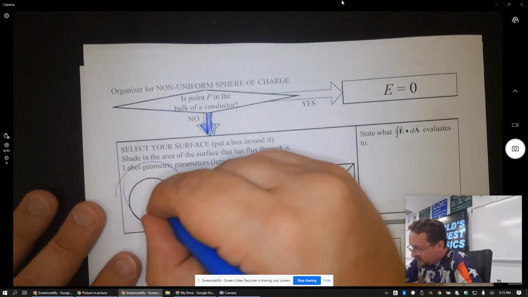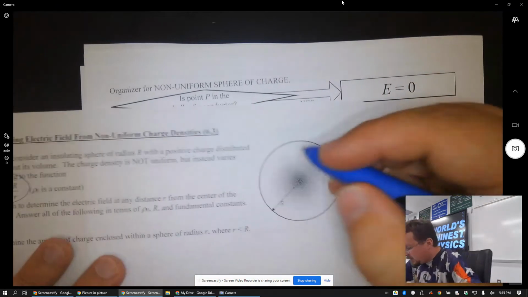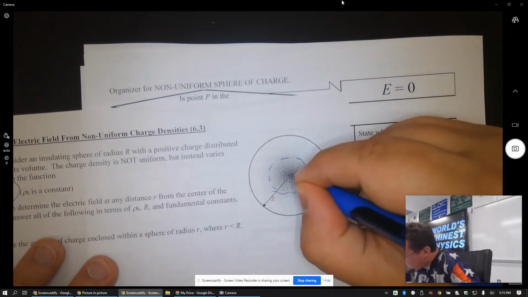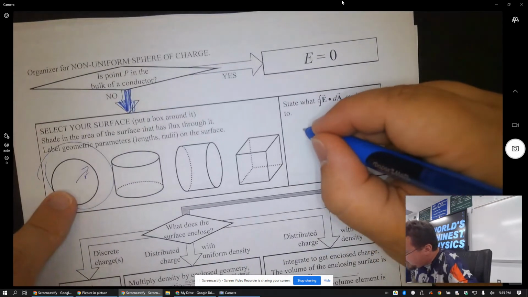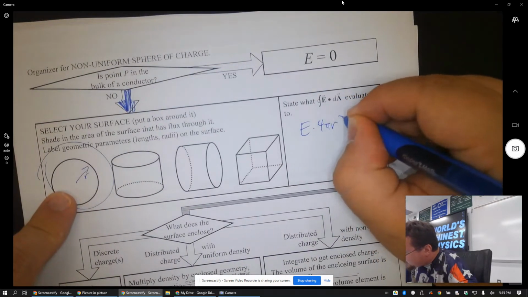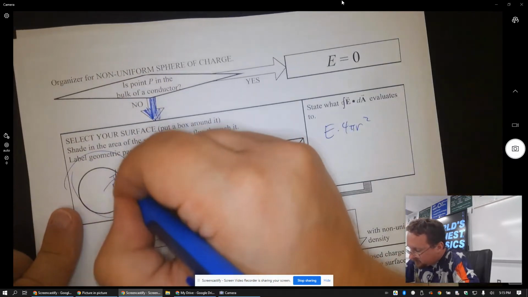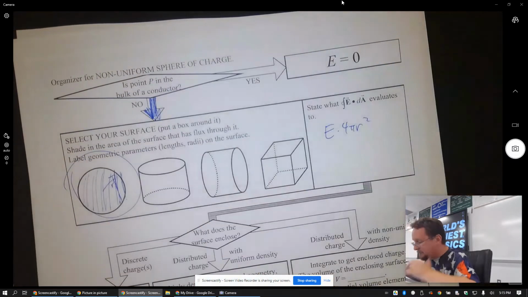I'm going to use a sphere again, of radius r. So let me draw it here. Because I use a sphere, this becomes E times 4 pi r squared, because it's a sphere. I get flux through every single piece of it, right?